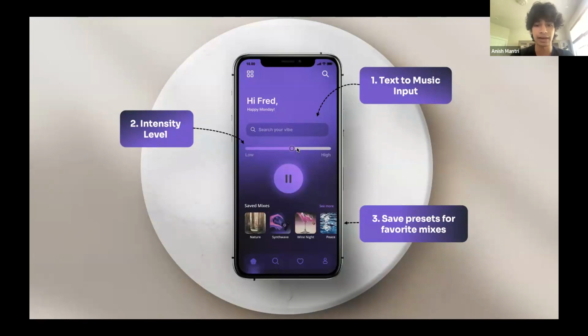Finally, at the bottom here, we have our saved mixes. And what this essentially allows managers to do is if they really like what's being played on a certain day, they can save a station and then play those similar songs in the future just at a tap of a button.